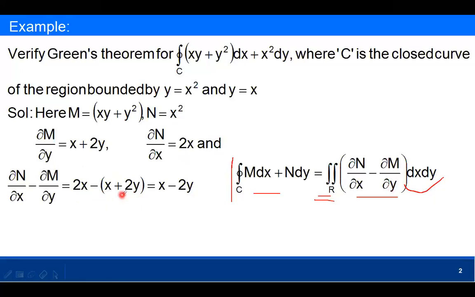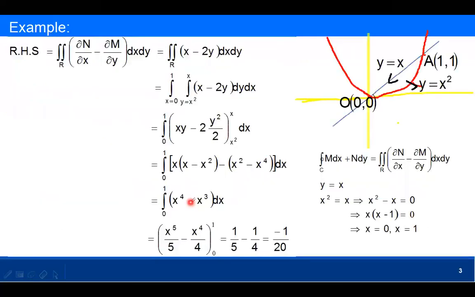Therefore the double integral of (∂N/∂x − ∂M/∂y) dx dy over the region R equals the double integral of (x − 2y) dx dy over the region R. Now you have to find the limits of x and y. The given region is y = x² and y = x. So y = x² is a parabola symmetric about the y axis, and y = x is a straight line passing through the origin.